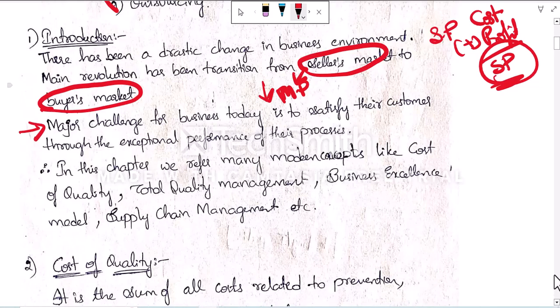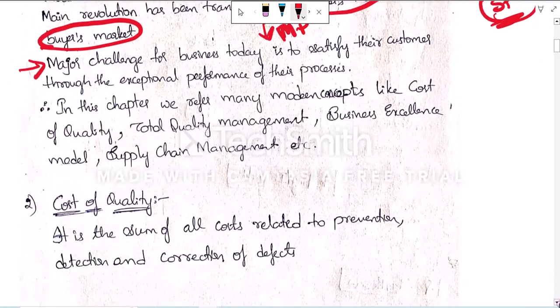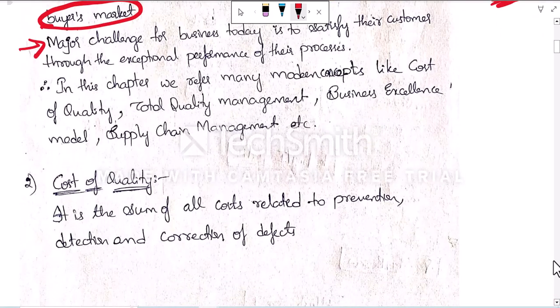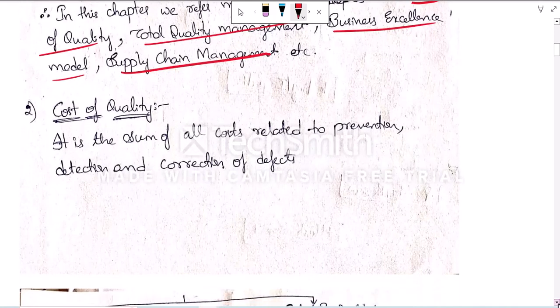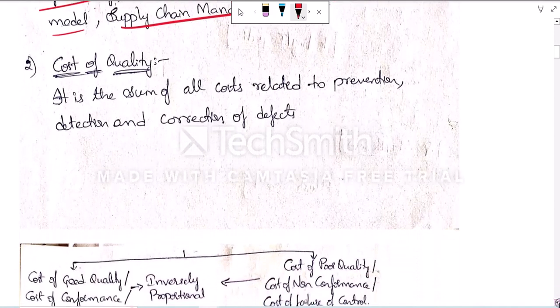Customer satisfaction, satisfying the customers itself became a very big challenge. So in the modern business environment, in the current environment, many concepts have evolved just to satisfy the customer, like cost of quality, total quality management, business excellence model, and supply chain management. All these are just to satisfy the customers, giving them better quality at lower prices.